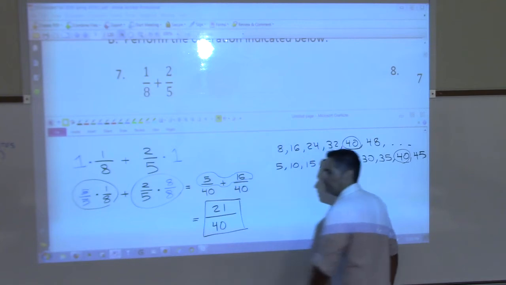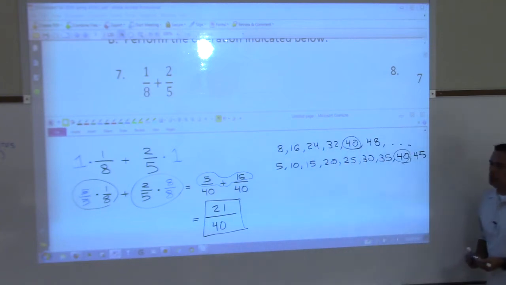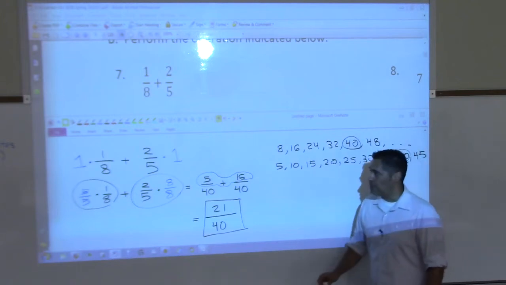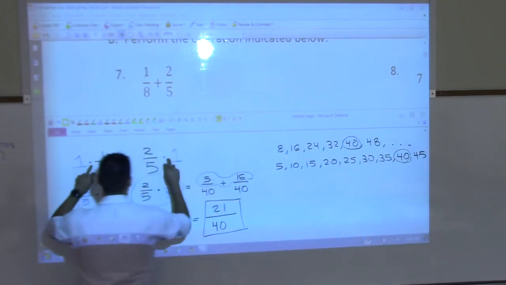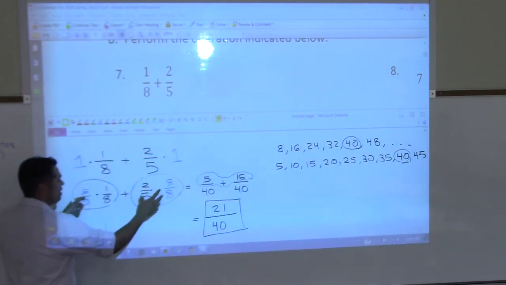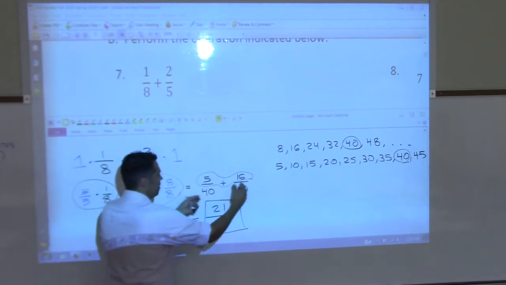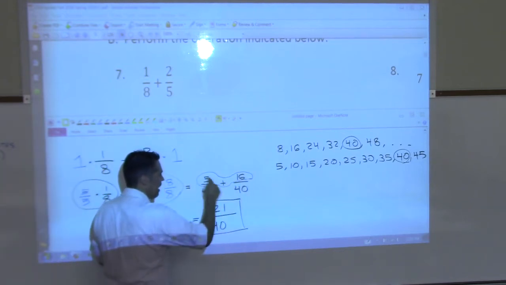There we go. So that's the way we add fractions. We get a common denominator, and then once we have a common denominator, we put them together, right? And then we just keep the denominator and add straight across.